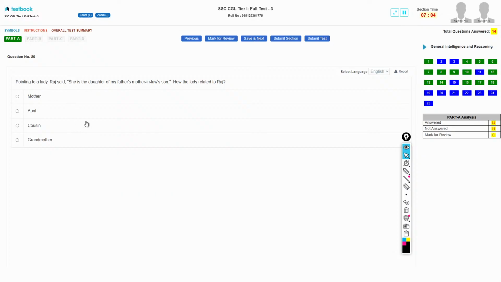Okay. Pointing to a lady, Raj said, "She is the daughter of my father's mother-in-law's son." My father's mother-in-law's son. She is the daughter of that person. So cousin.